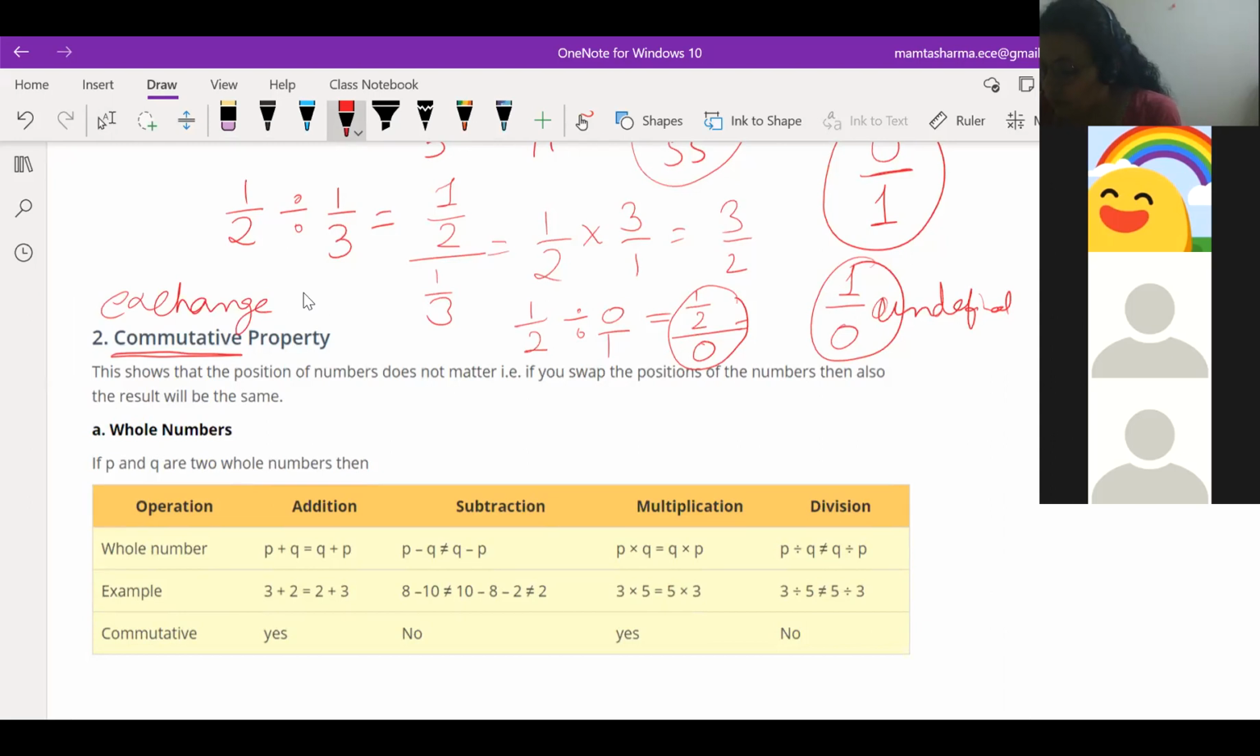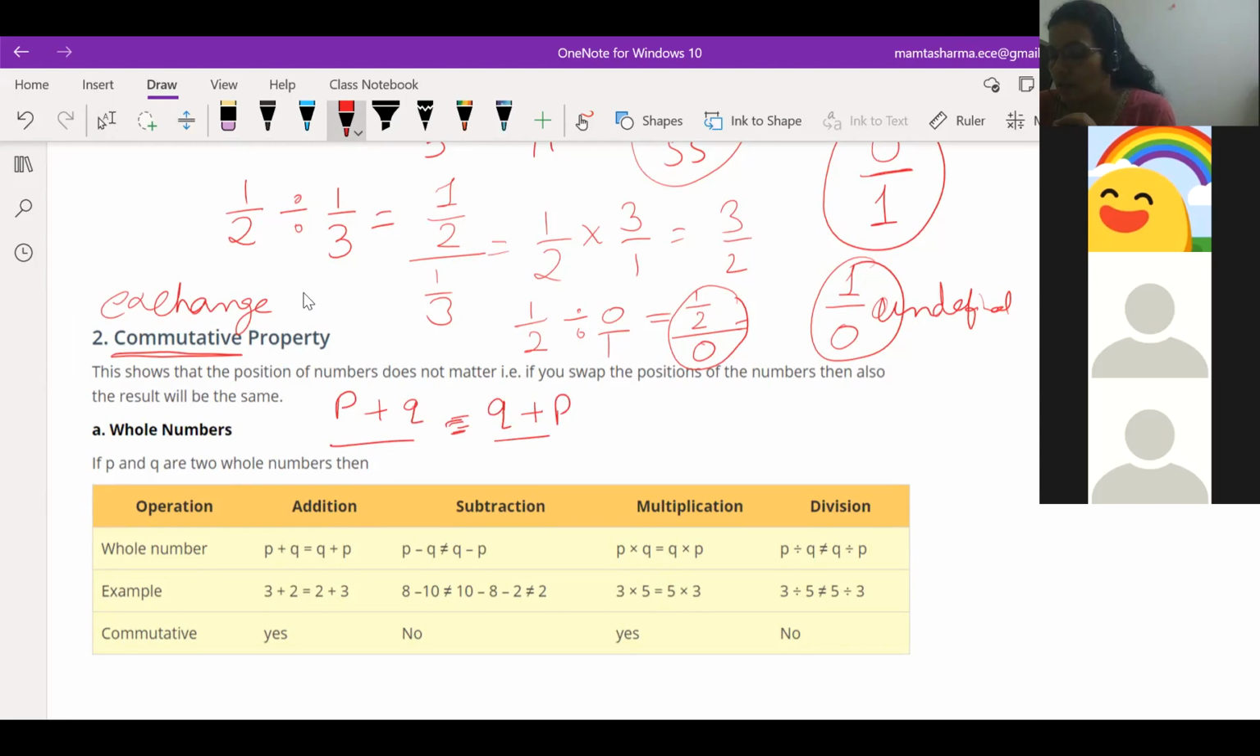The numbers are the same, but they exchange places, ma'am. Here to there, there to here. I have two rational numbers, P and Q, and I am adding them. If I change their positions and write Q plus P, the result would be the same. If you add either P plus Q or Q plus P, the result is the same.